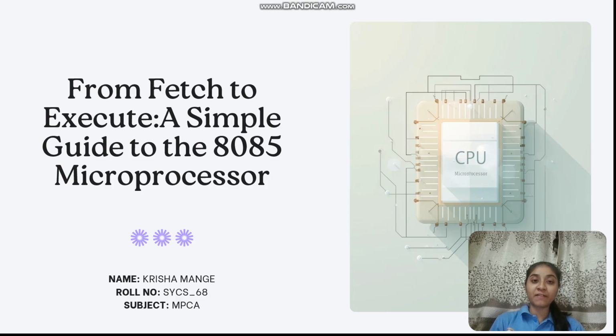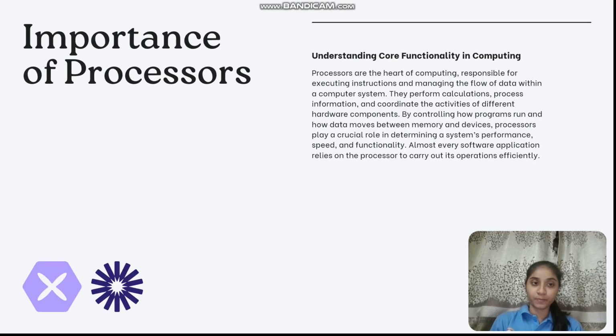of the 8085 microprocessor. Whenever we use a computer, open an application, or even perform a simple calculation, there is a component inside the computer that controls everything. That component is the microprocessor, often called the brain of the computer. In this presentation, we will explore the importance of processors, the Intel 8085 microprocessor, its architecture, and how it processes instructions step by step from fetch to execute.